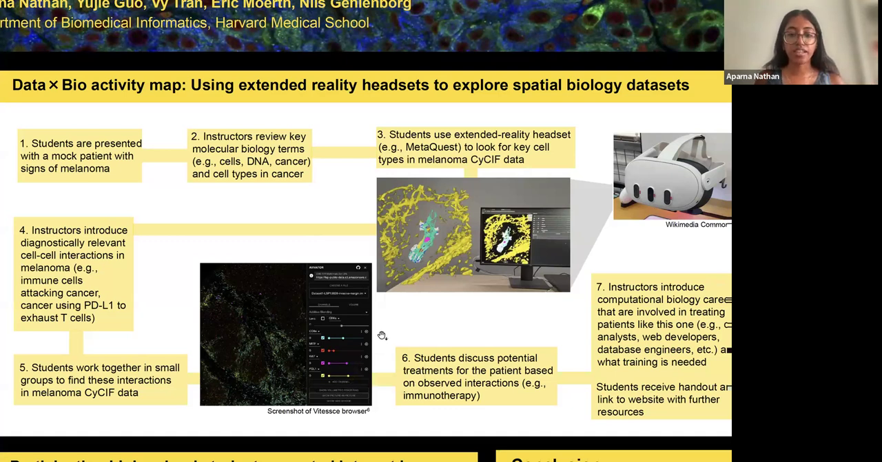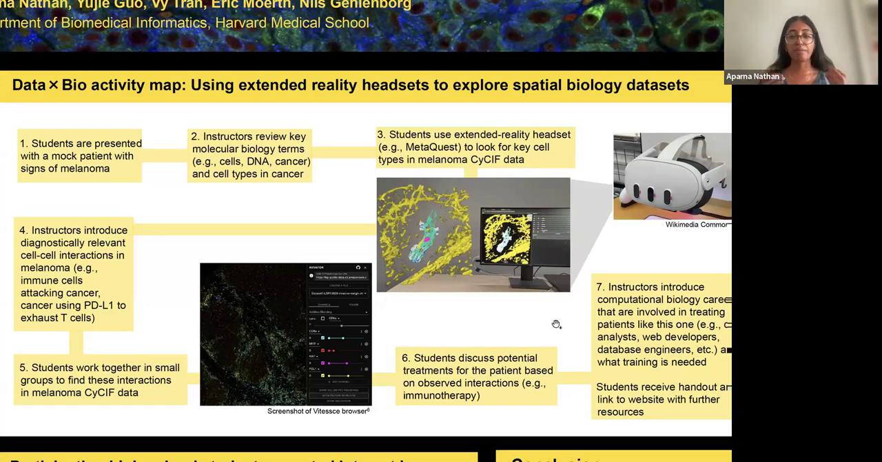And so through this activity, students were able to see the immune interactions in melanoma and then come together as a full class to discuss how this might motivate treatments for the patient, ultimately with the goal of arriving at the idea of immunotherapy. One student solved this diagnostic and therapeutic problem.